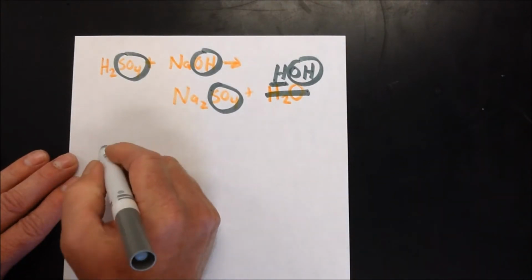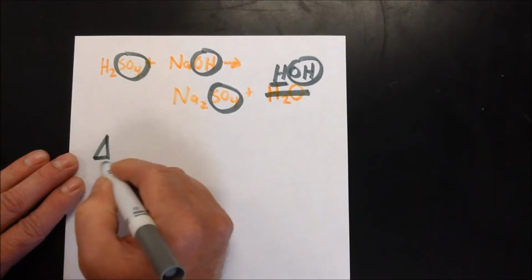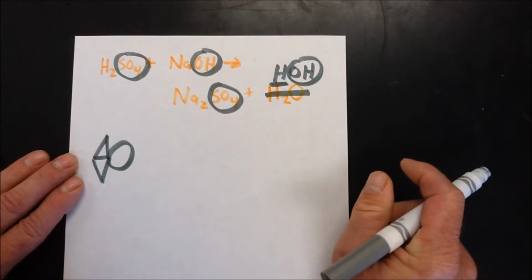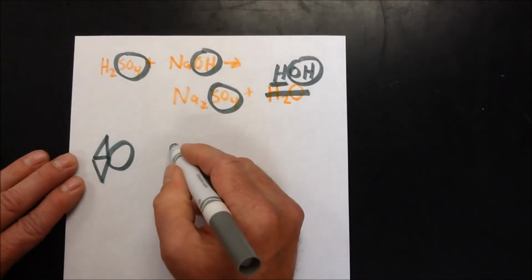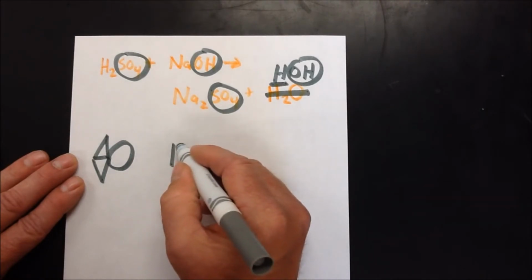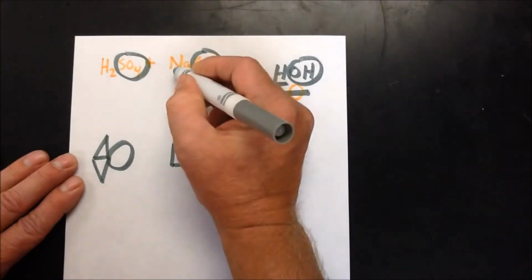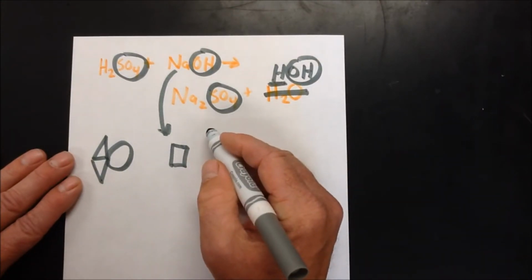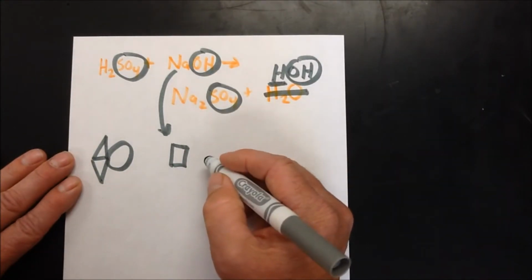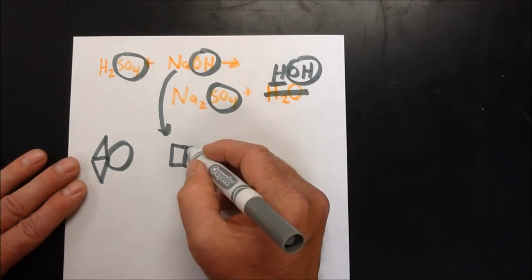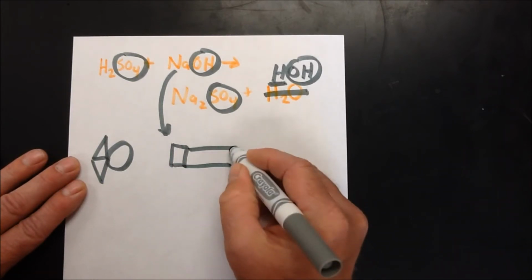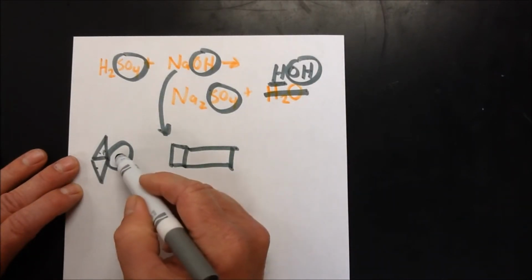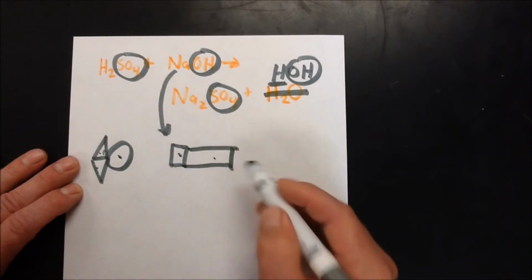So I'm going to start over here with my H2SO4. I'm going to let triangles be the two hydrogens, and I'm going to use a circle for the SO4. For sodium, I'm going to use a square. I'm doing the sodium hydroxide up top here. And for the hydroxide, I'll use a rectangle for that one. All right, so this is my H2SO4, and this is my Na and my OH.